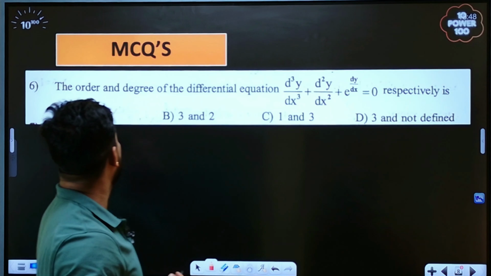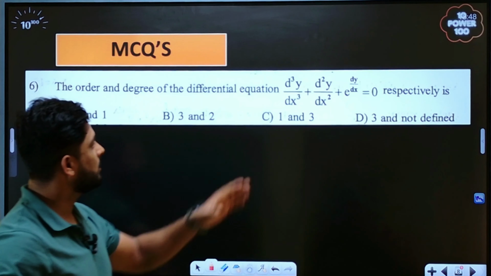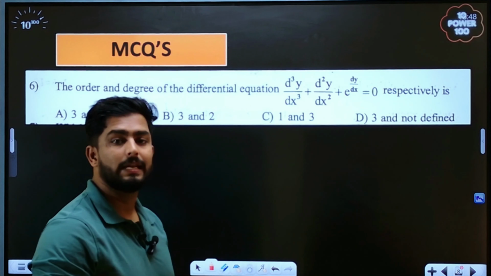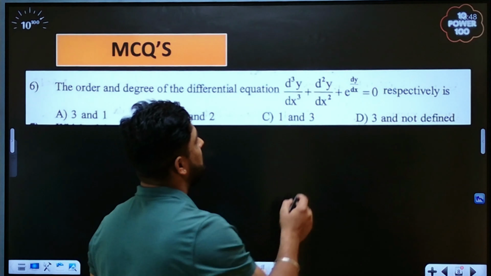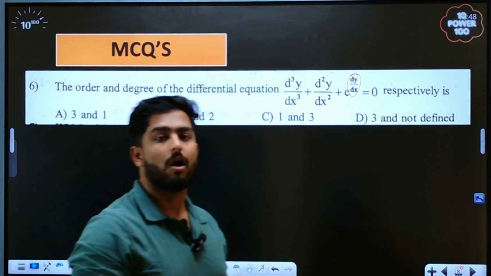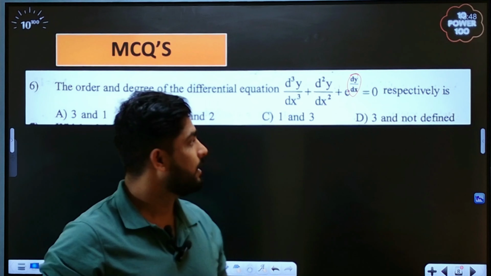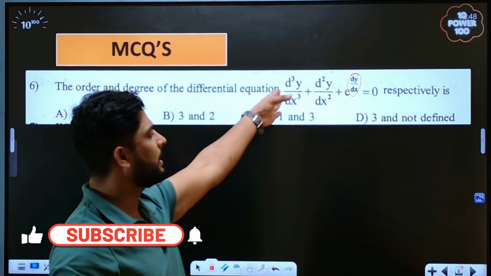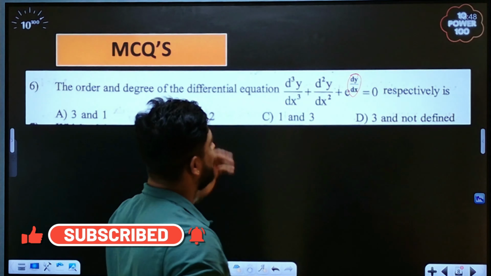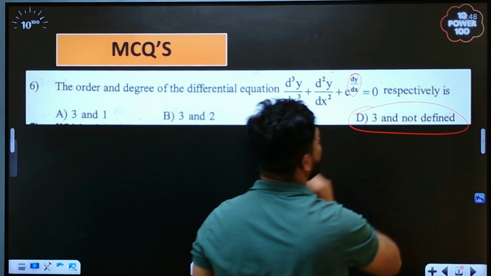Next, the order and the degree of the differential equation d cube y by dx cube plus d square y by dx square plus e to the power dy by dx. This itself is enough to say the degree is not defined, because dy by dx is on top of an exponential function, correct? The order is of course 3. So the answer is option D.